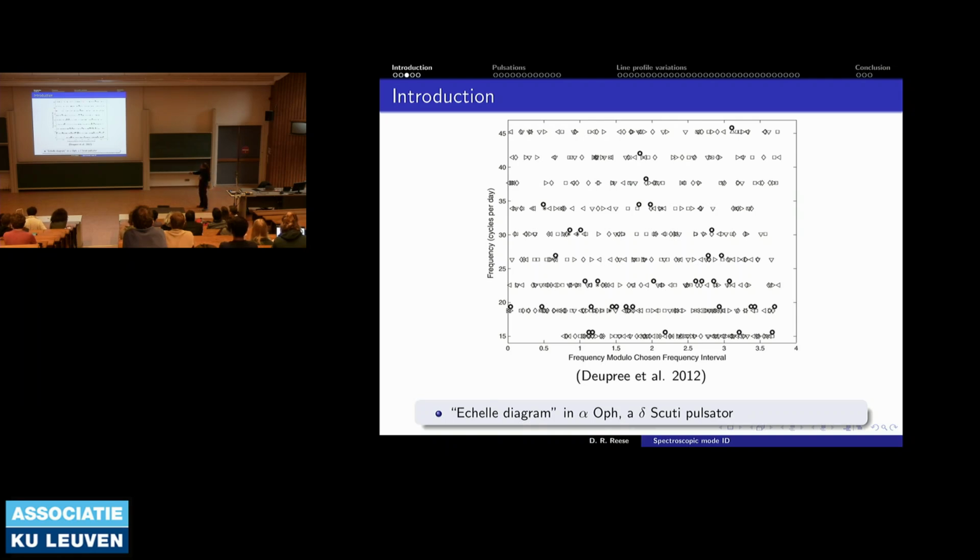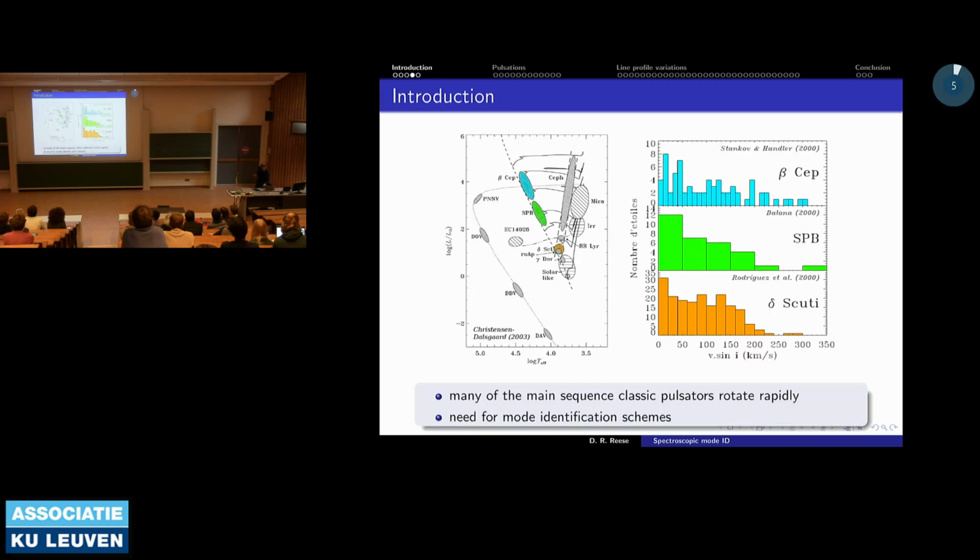And this is an echelle diagram, so it's basically the frequency versus the frequency modulo some interval. And you can see it's a complete mess. So yes, he finds frequencies which match the observed pulsations, but if he tweaks a parameter in the model, he'll change all those frequencies around and find another identification. So how does he know which one is the right one? And so this points to the need for mode identification methods in these stars.